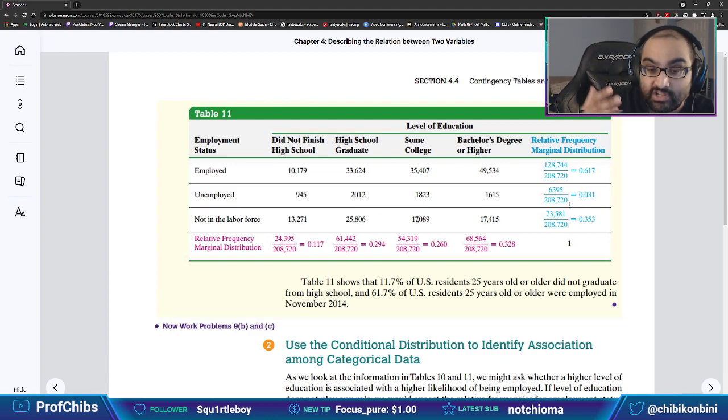Now, of course, anytime we add up the respective percentages in the rows and columns, that should always equal 1 or 100%, okay? So adding up the rows should equal 100%. Adding up the columns should equal 100% for our relative frequency distribution, or these contingency tables.